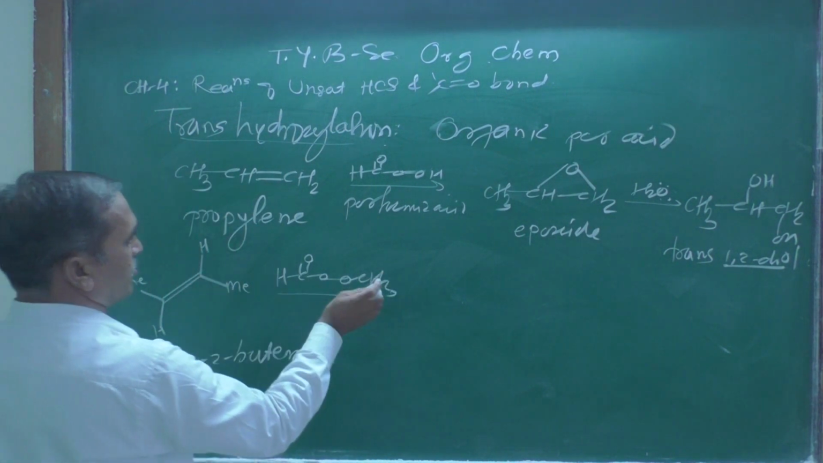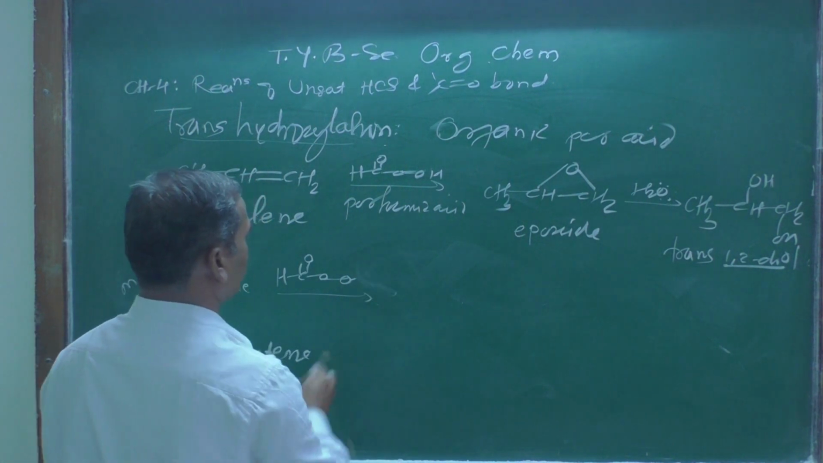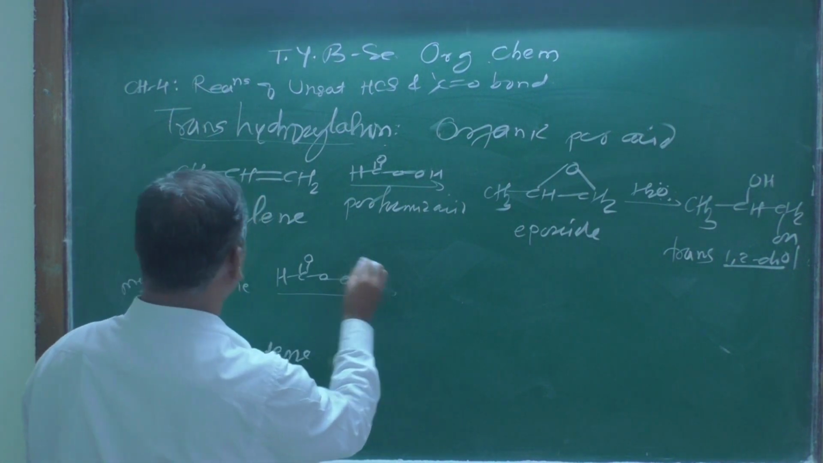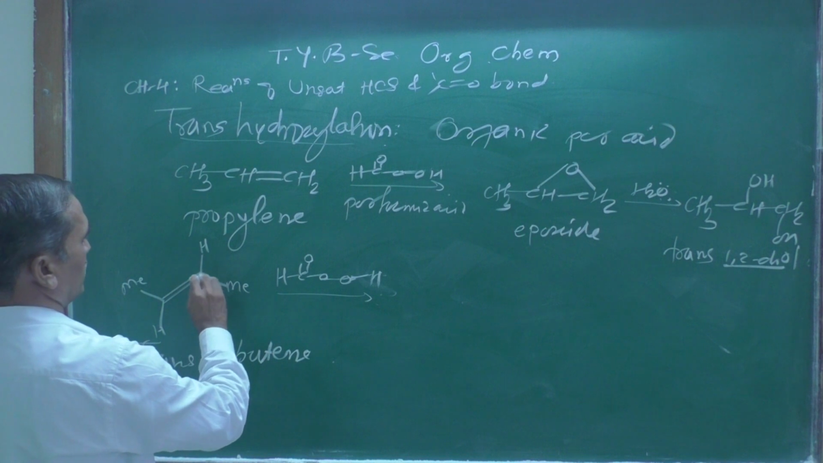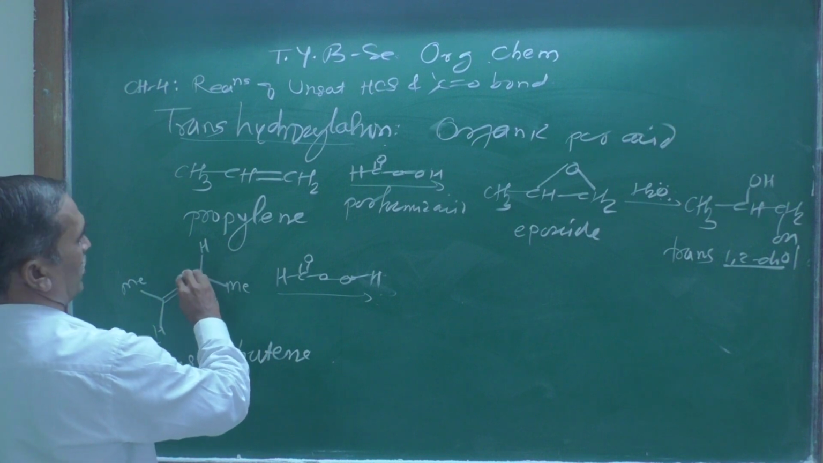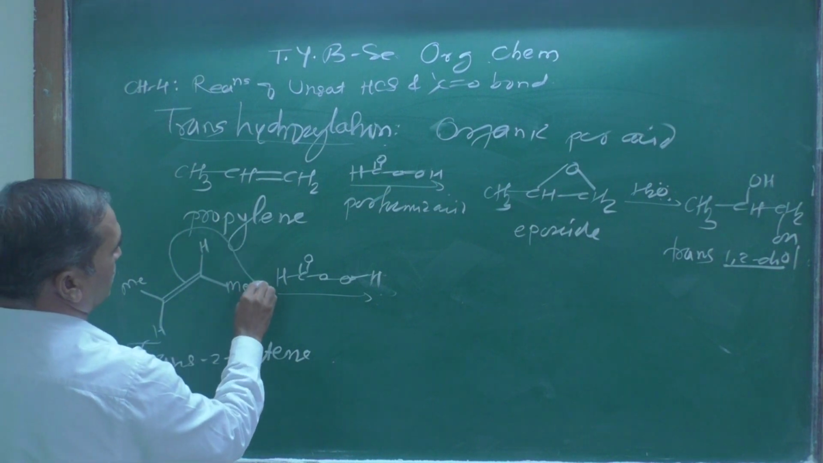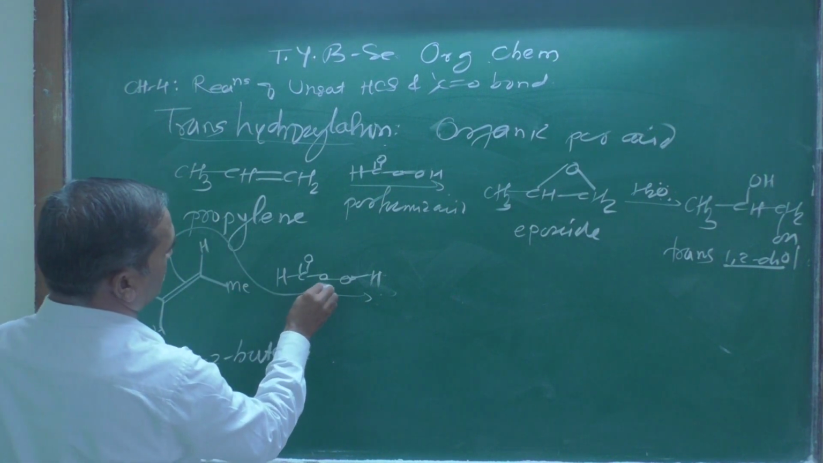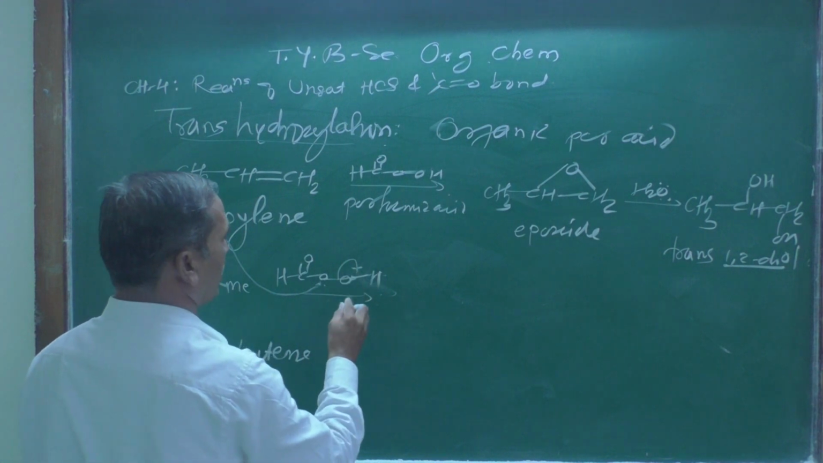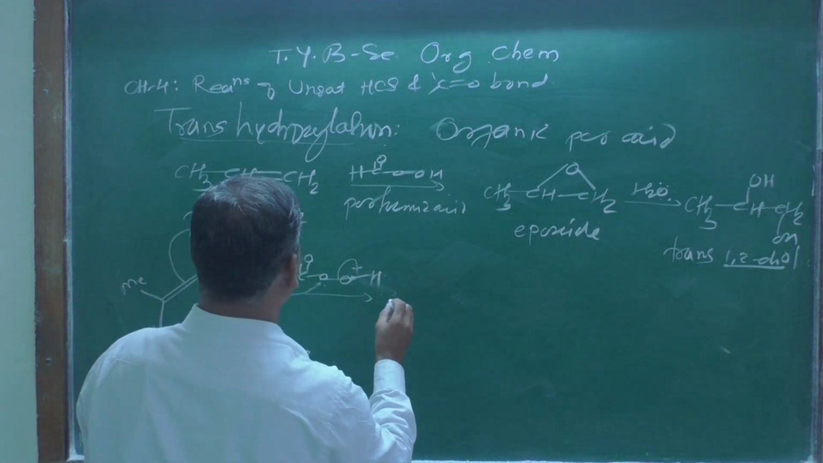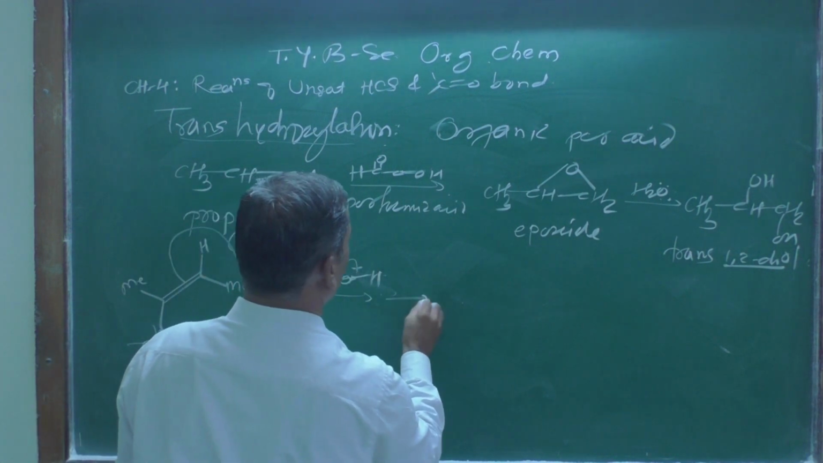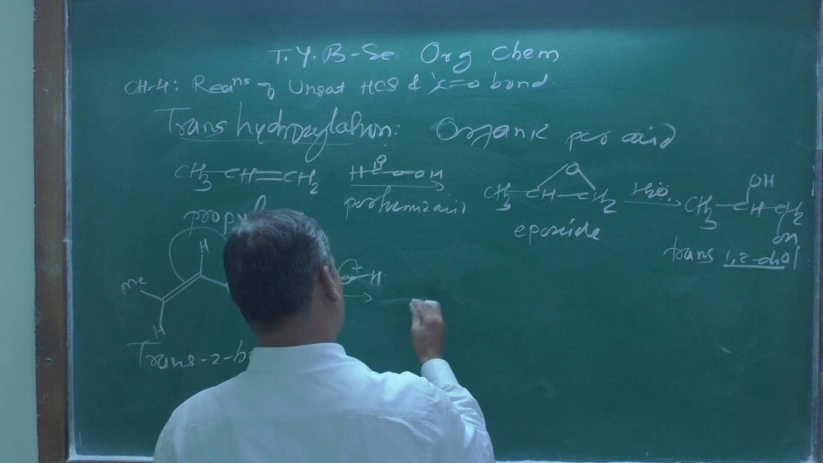Here is a hydrogen atom, and here is a hydrogen atom. Now what is going to happen? The pi bond is going to attack this oxygen atom. This evolves like this, and there will be the formation of this type of species.